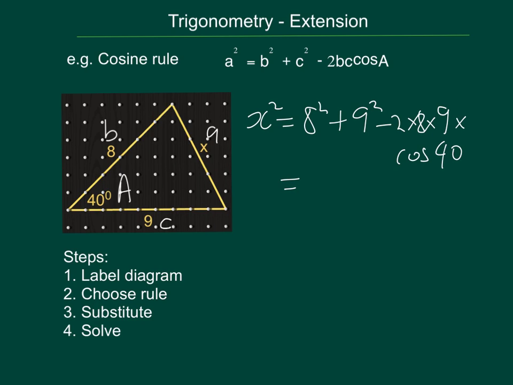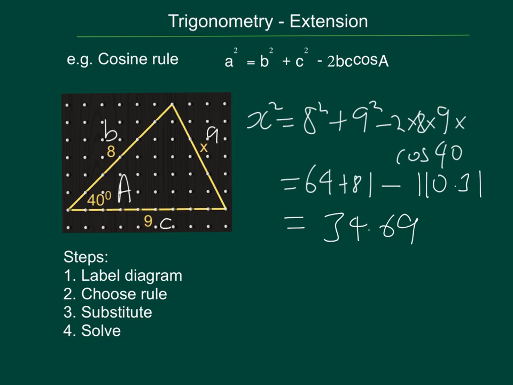So working that out, 8 squared's 64, 9 squared's 81. This bit on the end is equal to 110.31. So altogether that makes 34.69. So that means we've got x squared equals 34.69. Now we need to find x, so we have to square root both sides. On the left, the square and the square root are inverses, so I just end up with x. And on the right, the answer will be 5.89.